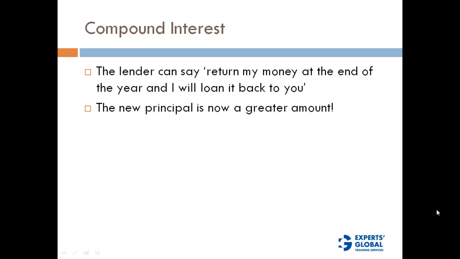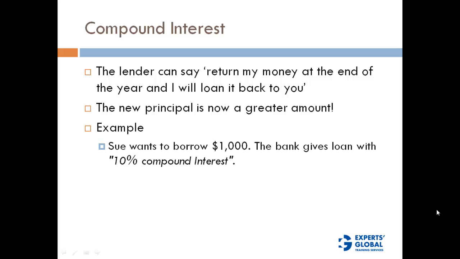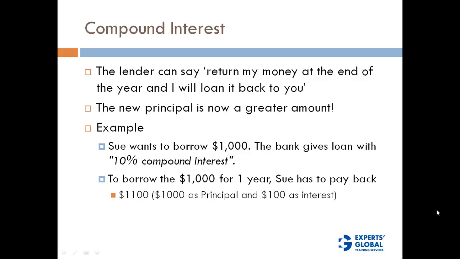The new principal for the second year is going to be a greater amount, right? Because that new principal will also include the interest that you paid in the first year. So for example, Sue wants to borrow $1,000. The bank gives her a loan at 10% compounded interest. So it is similar to what we just saw in simple interest, but it is going to be compounded. So what does it mean? To borrow $1,000 for a year, Sue has to pay back $1,100, $1,000 as principal and $100 as interest.